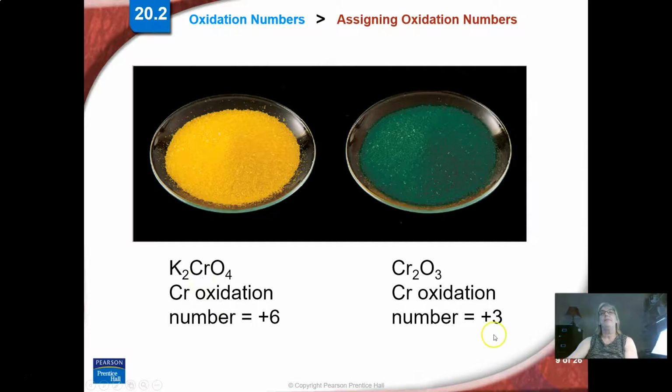Let's try another one. Oxygen's almost always -2. I have 3 of them. This whole molecule has a charge of 0. So if I have -6 here, because 3 times -2 is -6 on this side of the molecule, I have to have +6 on this whole side of the molecule to make 0 overall charge. So each one of these chromates is a +3. This is important, so make sure you understand how I went through that process.